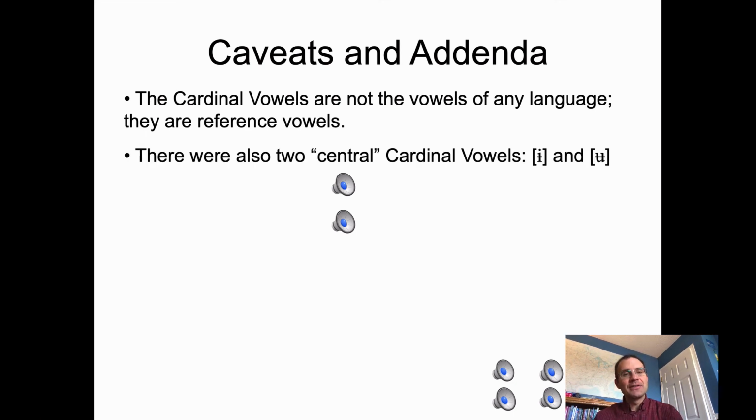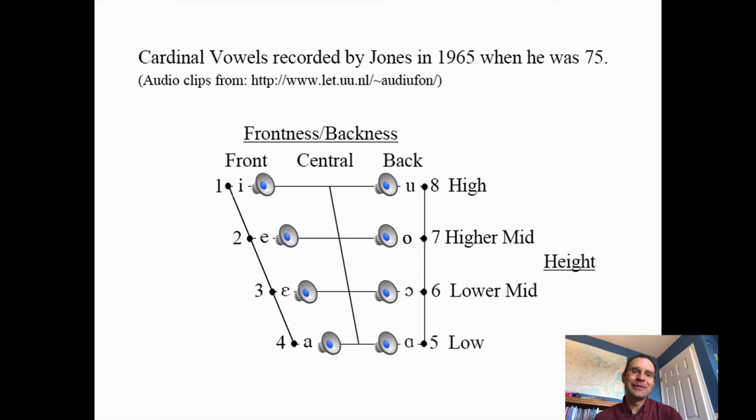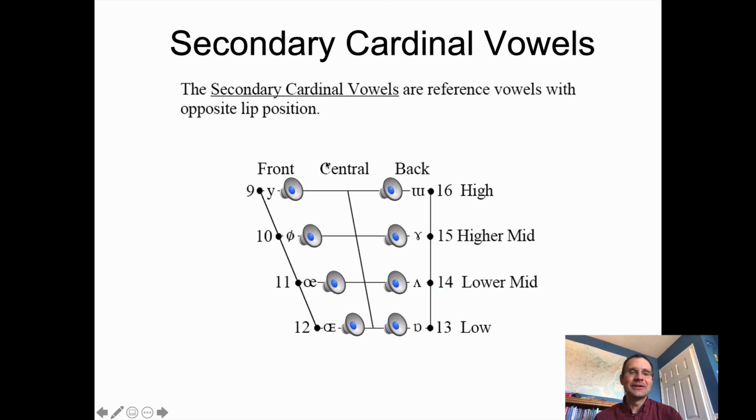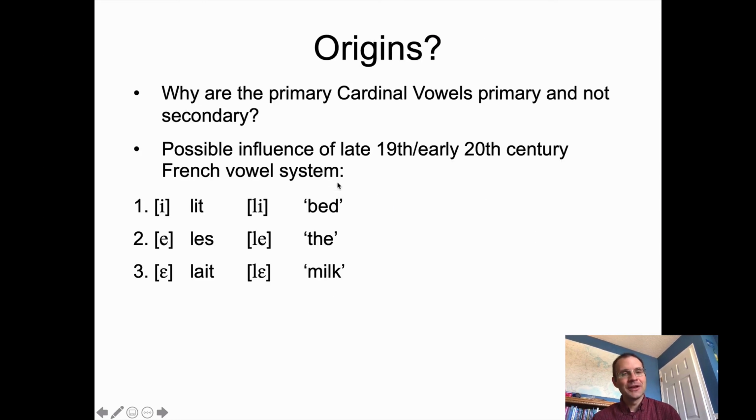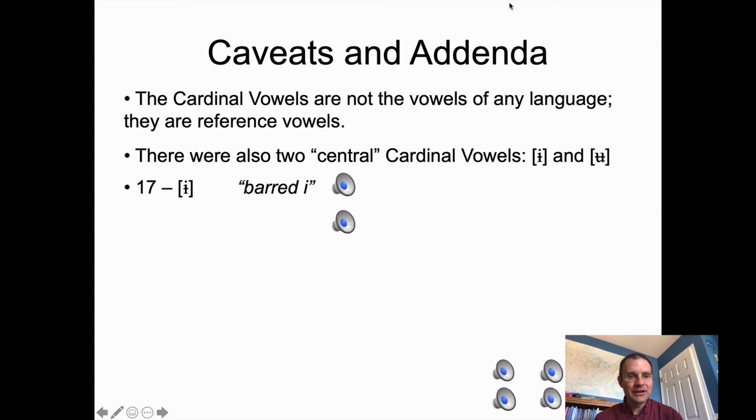I'll also mention that there are two central cardinal vowels, and these are called barred I and barred U. They go up here at the top middle part of the space, so the high central location. There's the unrounded one, and then there's the rounded one, and they go right in here. They're called barred I and barred U. And I'll give you some examples of Daniel Jones producing them.